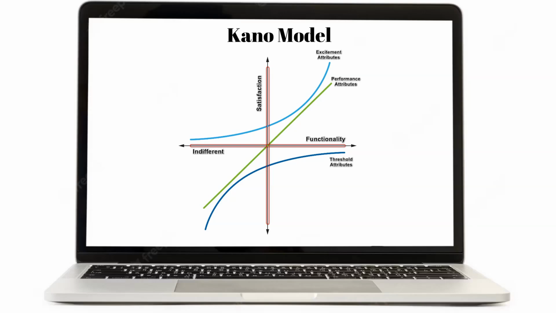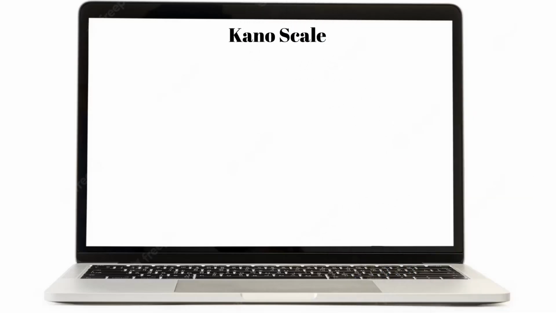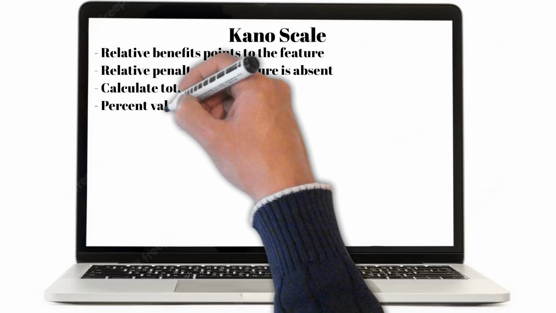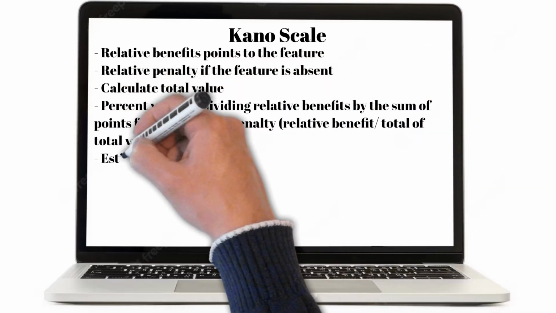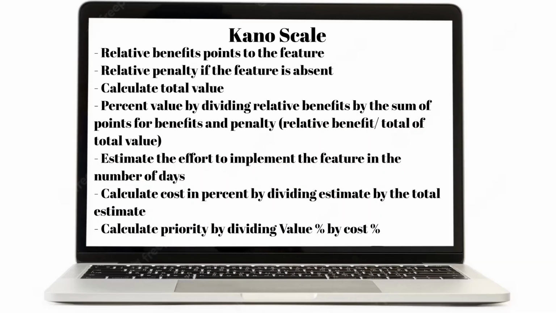You can use a relative weighting process to prioritize features. The scale is irrelevant as long as it is consistent. For example, you can use a scale from 1 to 9 and assign relative benefit points to the feature, and relative penalty if the feature is absent. Calculate the total value, and calculate the percent value by dividing the relative benefit by the sum of the points for benefit and penalty. Then you estimate the effort to implement the feature in a number of days. Calculate the cost in percent by dividing the estimate by the total estimate, and then calculate the priority by dividing the value percentage by the cost percentage.